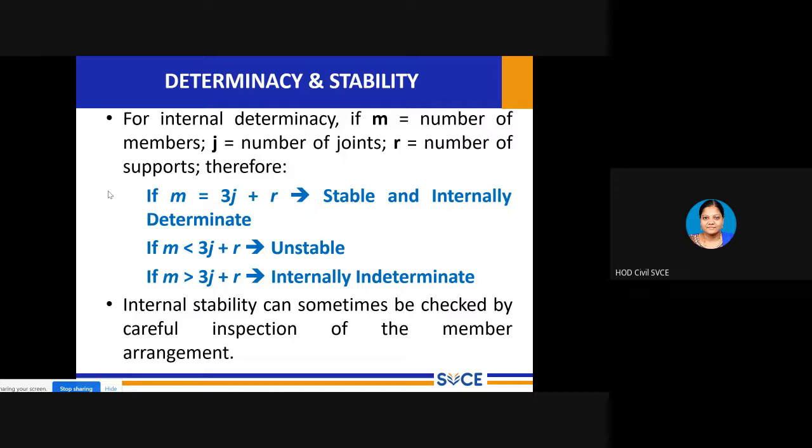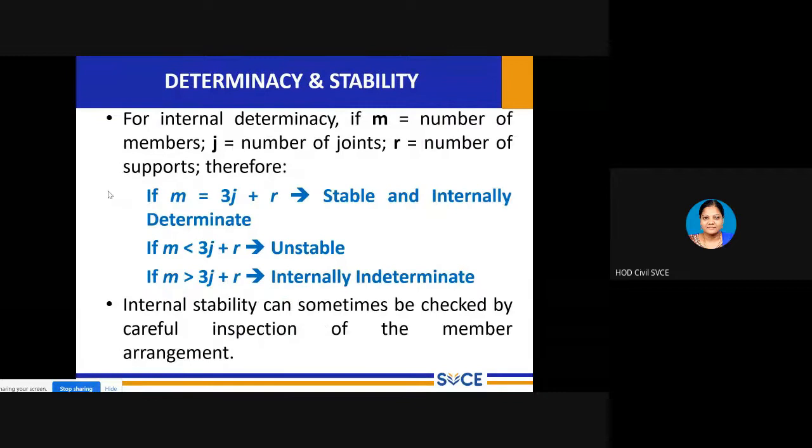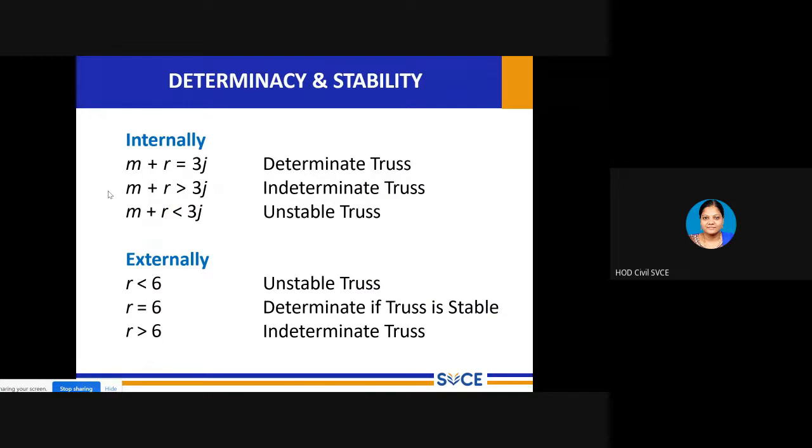The internal stability can be checked only by inspection, whereas the external stability can be checked by the number of unknown reactions or support reactions we have. So internally, these are the conditions, and externally, these are the conditions. For internal stability, if it is a determinate truss, M plus R is equal to 3J. For an indeterminate truss, M plus R is greater than 3J. And for an unstable truss, M plus R is less than 3J. Here M is the number of members, R is the number of support reactions, and J is the number of joints.